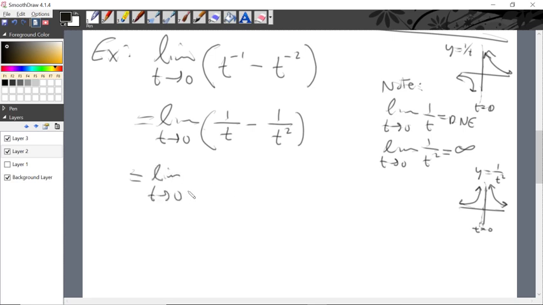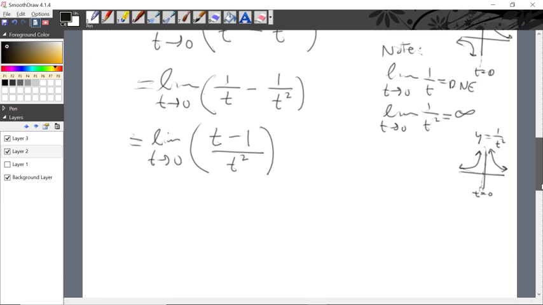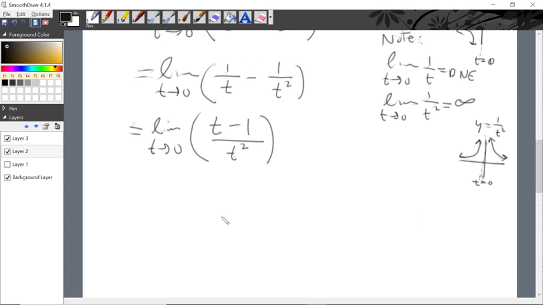Okay? So limit as t goes to 0. Let's combine these with a common denominator, which would be t squared. So that would be t over t squared minus 1 over t squared. In other words, t minus 1 over t squared. All right, so now we have this ratio, or this quotient. So let's try to run the limit on this quotient.